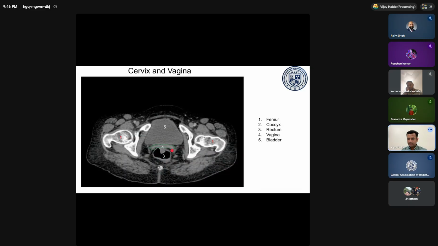So here at the fourth, vagina. Third is the rectum, which shows the gas. Bladder is filled. This is the femur. We'll start from here. So in gynecological treatment, we have to match at this level to check the rotation, bladder filling, rectum filling or rectum empty, the position of the rectum. The bladder filling completely changes the position of the uterus, cervix and vagina also.